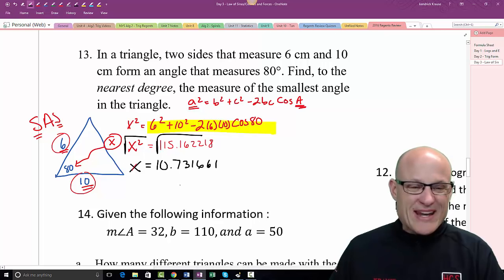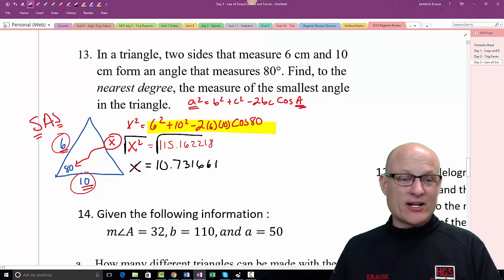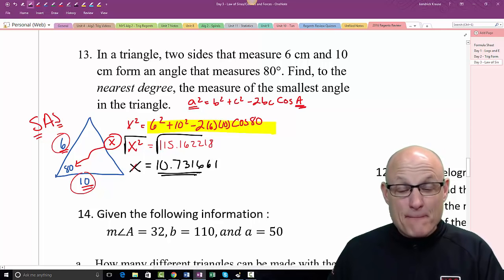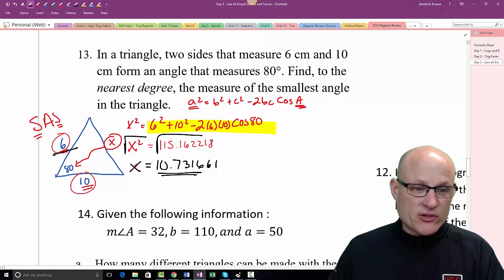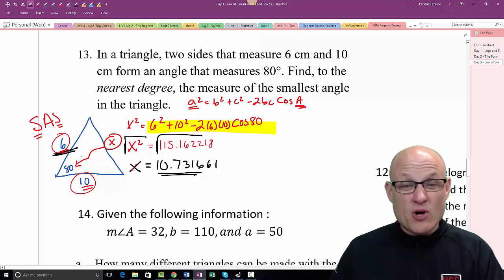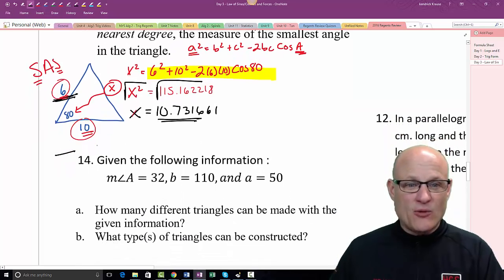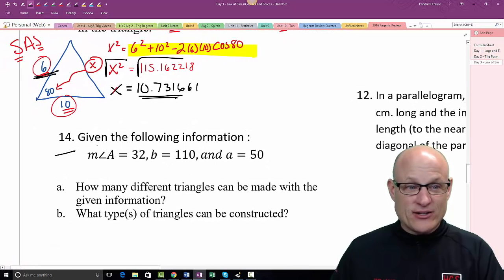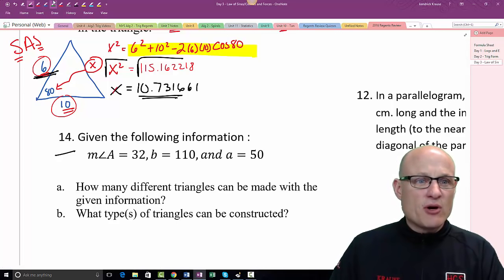All right. So now I have to go back and look at my diagram. This is the biggest side, so it will be opposite the biggest angle. And 6 is the smallest side, so it will be opposite the smallest angle. So now I'm going to use the law of sines to find that final angle I'm looking for, because it's going to be opposite the smallest side.